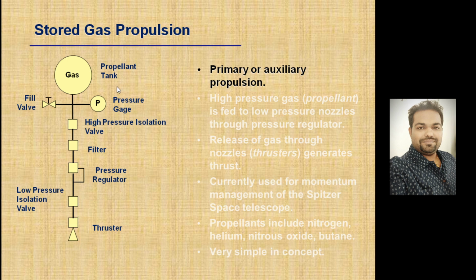Why these isolation valves? To reduce the noise in the piping systems. And finally it enters the combustor, the thruster, and it gets expelled at very high speed, and as a result you get the reaction.